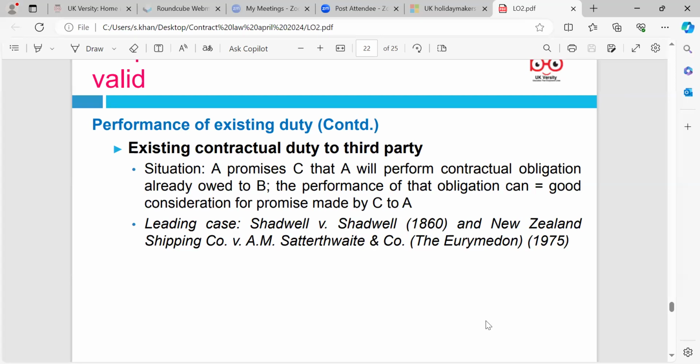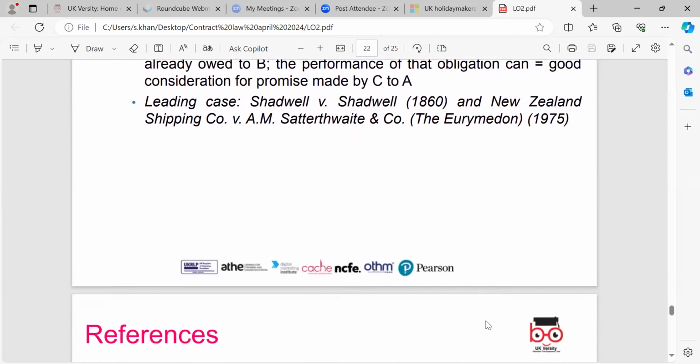Another case in regards to that is New Zealand Shipping Company against A.M. Satterthwaite and Co., 1975. So we've finished with learning outcome 2 now. The next learning outcome is learning outcome 3, which we'll be discussing tomorrow.